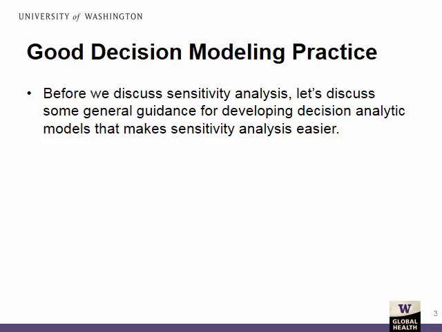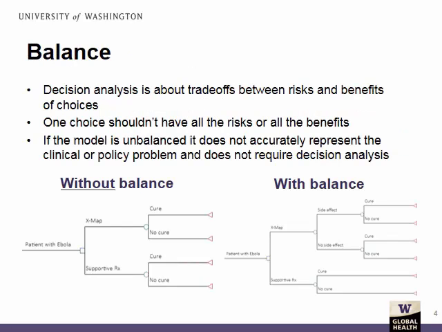There are some suggestions for good modeling practice, and these not just make decision models better, but they also make sensitivity analysis easier. So let's go through those before we talk about sensitivity analysis. The first one is balance, and decision analysis is about trade-offs between risks and benefits of choices, and one shouldn't have all the risks or all the benefits expressed in one of the choices. So if the model is unbalanced, it doesn't accurately represent the clinical policy problem, and therefore does not require decision analysis. So let's use an example.